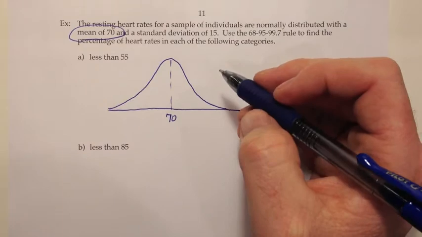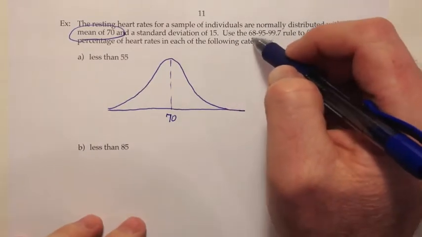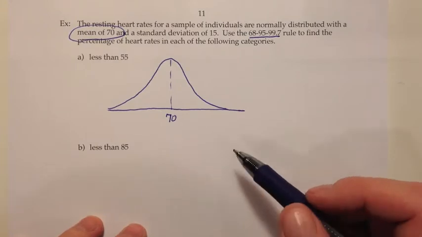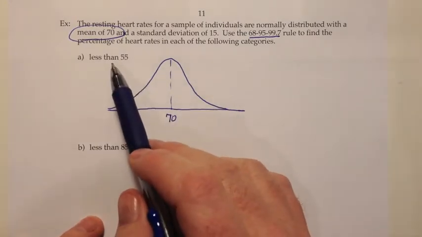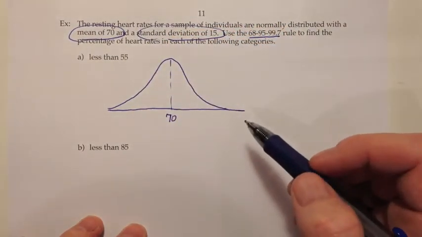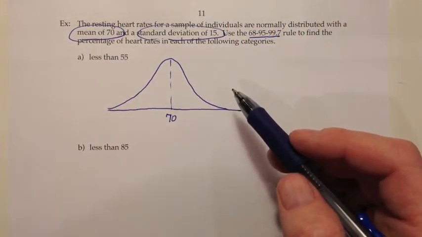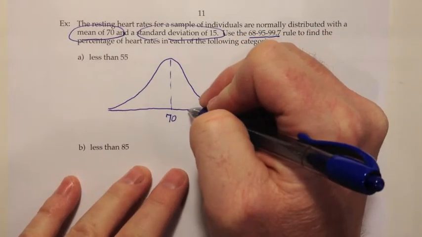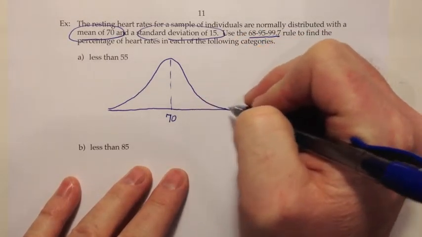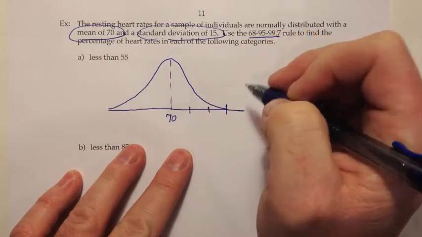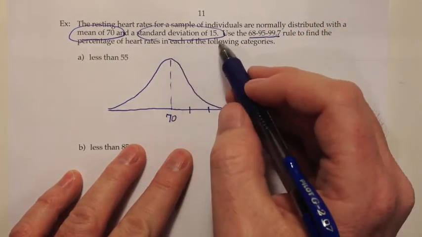And then the next thing I would do to start thinking about the 68, 95, 99.7 rule, or the empirical rule, is I would want to count using the standard deviation of 15 in each direction till I got 3 standard deviations on each side, and that would be about the flattening out spot. So I want to kind of think about making 3 tick marks to get to the flat spot. 1, 2, 3. And that should be about 3 standard deviations.